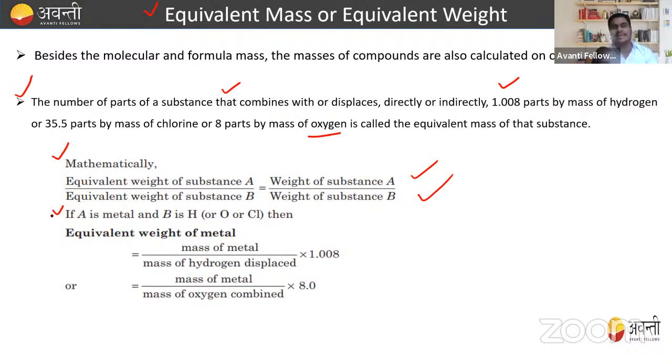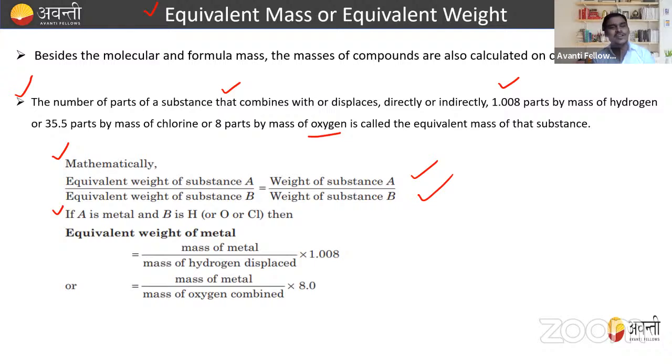Now, one more important point here. If A is a metal and B is anything, either hydrogen, oxygen, or chlorine, then how will we calculate the equivalent weight of the metal? Because I assume here A is a metal. So if A is a metal and B is any one of these three, hydrogen, chlorine, and oxygen, how will you calculate the equivalent weight of the metal?